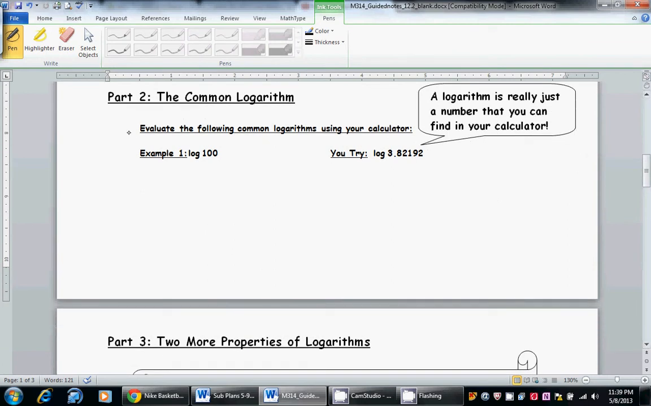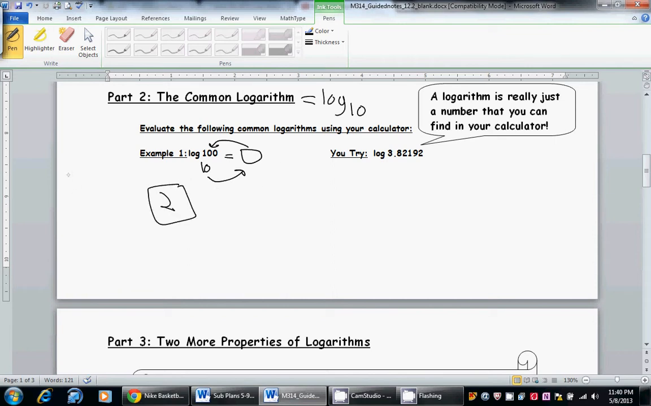Next part here is the common log. Remember, common log is just the log with the base of 10. We don't always like to write the base every time. Whenever there is no base, like on example 1 here, you assume it's base 10. Now you're answering the question 10 to the what power gets you 100. You guys know that, right? That's going to be 2.